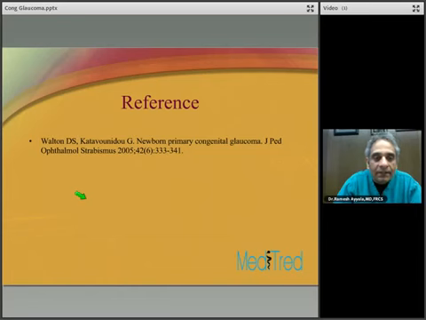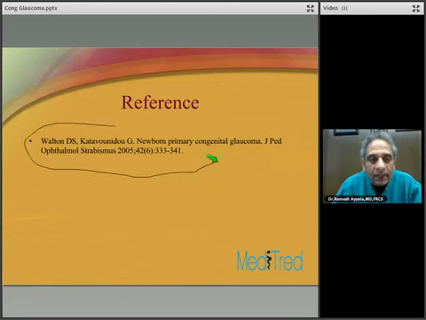I will leave you with a reference paper from my mentor, David Walton from Boston. A great review that's published in 2005 in the Journal of Pediatric Ophthalmology and Strabismus. Newborn primary congenital glaucoma gives you a great summary of the disease process.